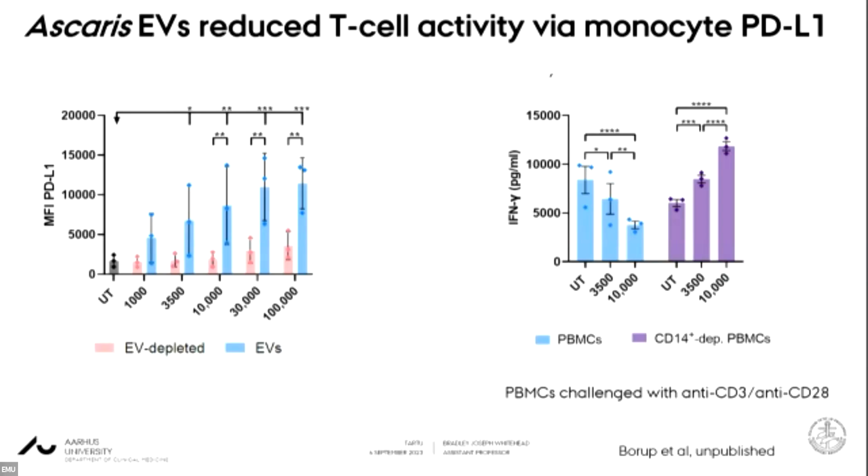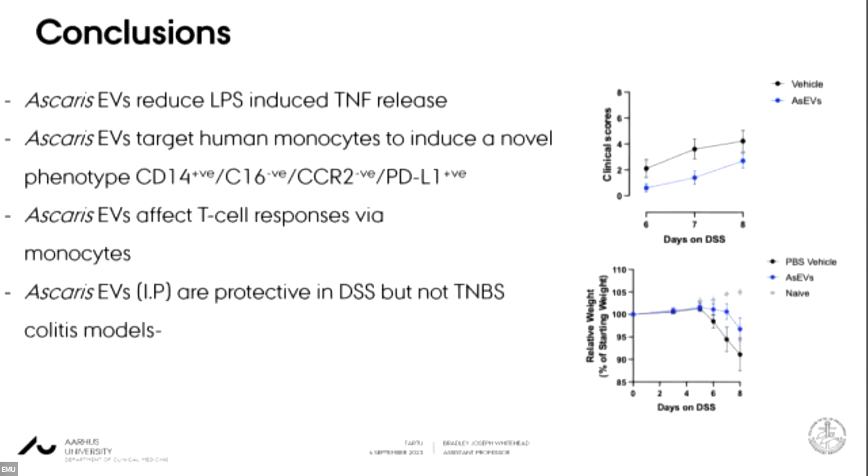What we do see is that when we treat the PBMCs with Ascaris EVs, we get a decrease in interferon gamma production when we do polyclonal stimulation of the T cells. If we deplete the monocyte population, this effect is lost, and in fact, it goes the opposite way. So in conclusion, we show that Ascaris EVs are anti-inflammatory. They target human monocytes, so they induce a novel phenotype with CD16 negative, PD-L1 positive, and also CCR2 is reduced. And they affect T cells, but it's specifically via monocytes.